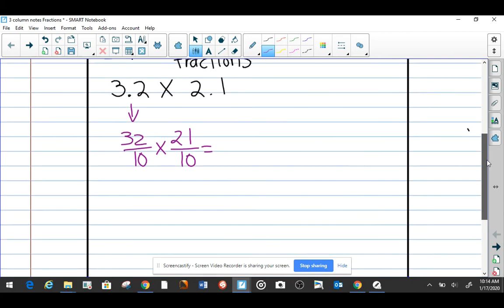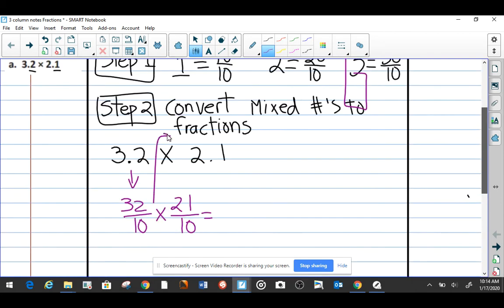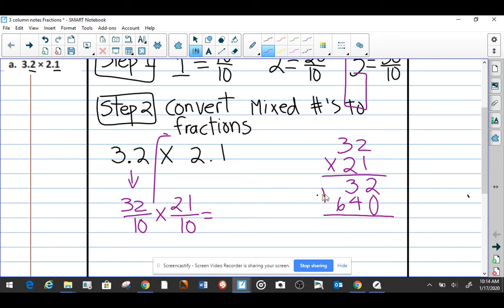So now we're gonna multiply across. So we're going to do that on the side. So 32 times 21. 1 times 2 equals 2. 1 times 3 equals 3. That's 2 tenths, so we put a 0 as a placeholder in the tens place. 2 times 2 equals 4. And 2 times 3 equals 6. So the total is 2, this is 7, and this is 6. So this is going to be 672 over 10 times 10 equals 100.